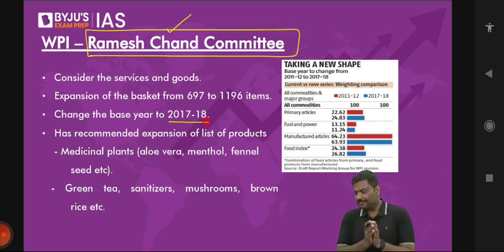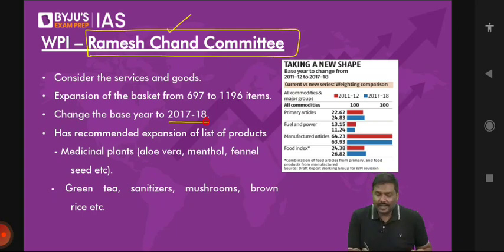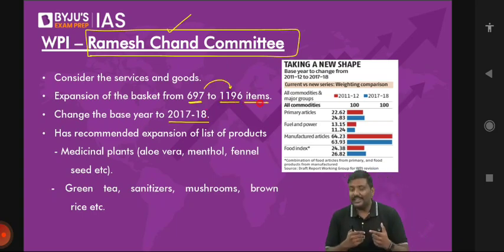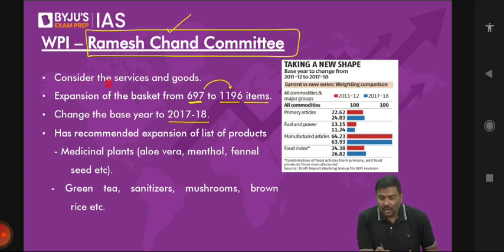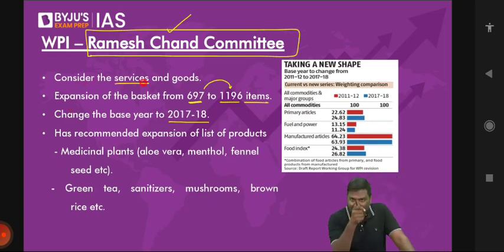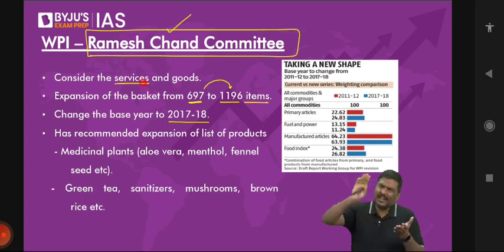We have a basket of 697. Change the composition. Right now, we have 697 commodities. Change it to 1196 items. Apart from this, you should also include services. Third recommendation. You should also include services. Right now, you're focused only on the goods. Goods, let them be there. But along with the goods, we should also include services.